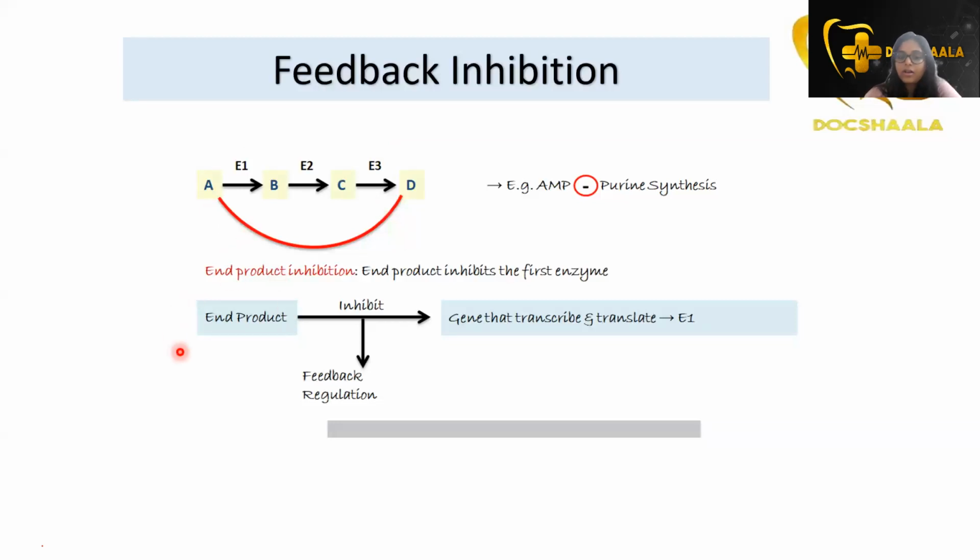The end product which is formed due to the reaction inhibits the first enzyme, that is, it inhibits the gene that transcribes and translates the enzyme E1. This is called feedback inhibition. An example is AMP in purine synthesis.